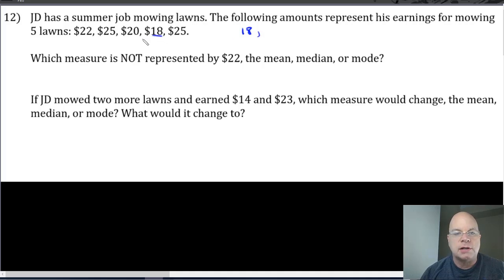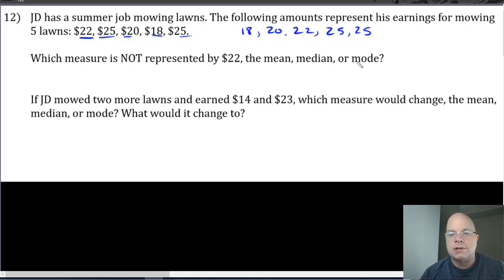So 18, then 20, 22, and we have 2 25s. The first question is, I have 1, 2, 3, 4, 5 here and 5 there, so I didn't miss any. Which measure is not represented by $22? The mean, median, or mode?